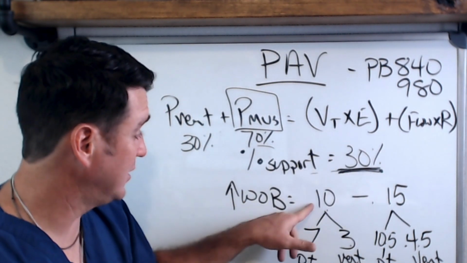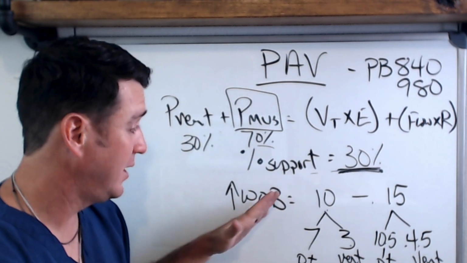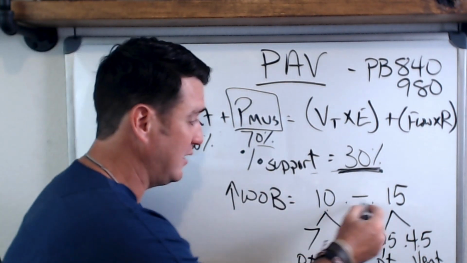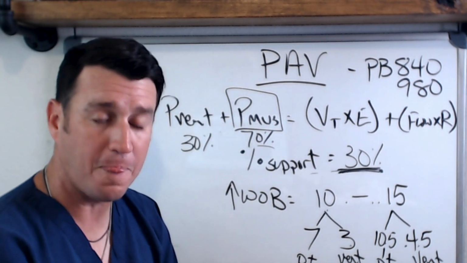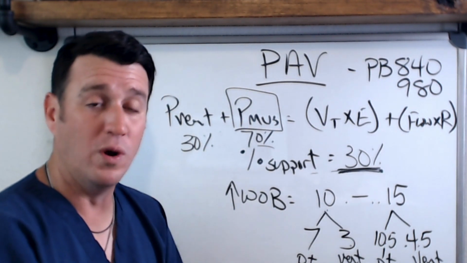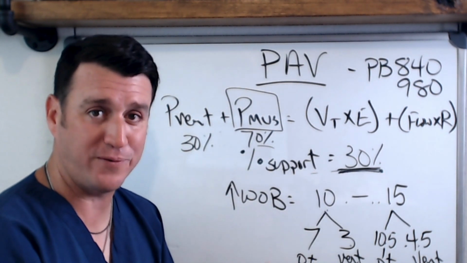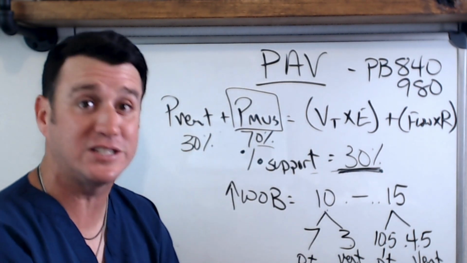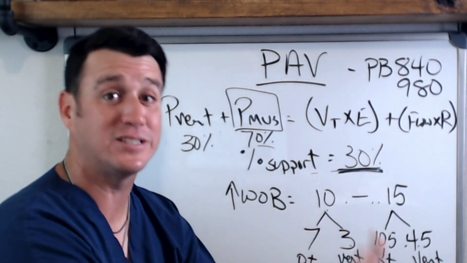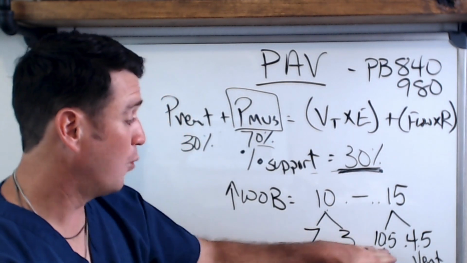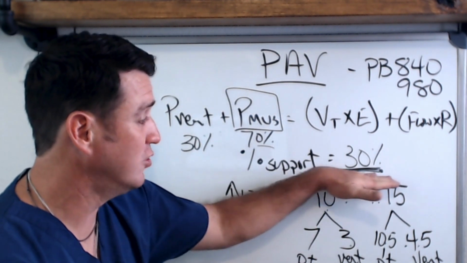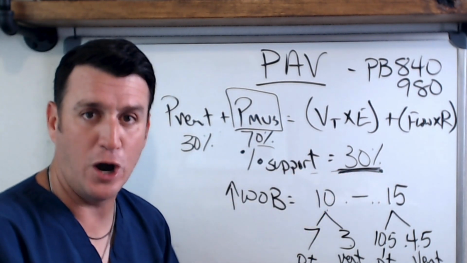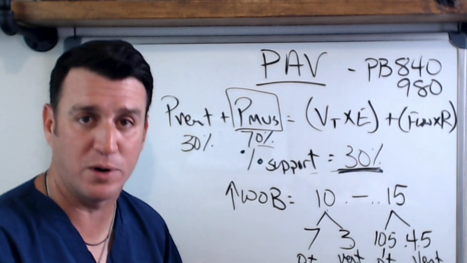Okay? So if this was to happen, if the work of breathing was to go up, general numbers, 10 to 15, would the ventilator provide more support? Yes. Will it disproportionately provide more support? Will it make up all of that difference? No. The patient still has to come with more work of breathing on their part because this vent is only going to assume a percentage of the total work of breathing.